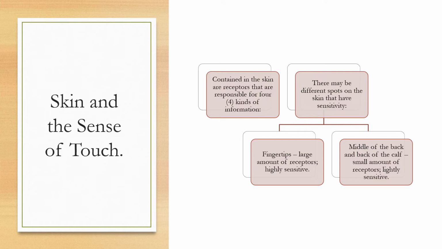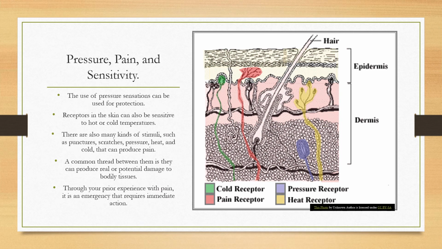For example, on the fingertips, there's a large amount of receptors, so your body is highly sensitive there. If you prick your finger, or get a cut on the tip of your finger, it hurts a little bit more. But in the middle of the back and the back of the calf, there's a small amount of receptors. When you push on your calf, you can feel a little bit of pressure, but it's not as bad as if you slice your finger. And real quick, I'm not telling you to go slice your finger. Don't do that. Pressure, pain, and sensitivity.